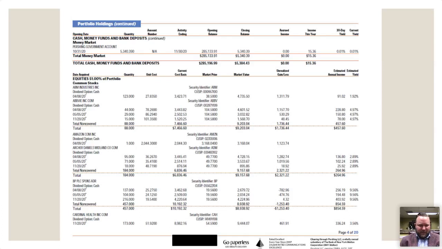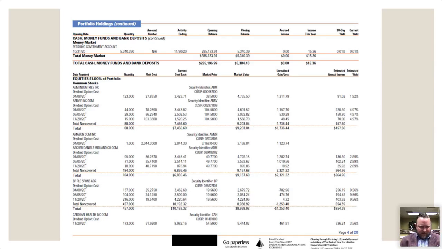Next, we have equities. And remember, according to the pie chart on the first page, 51% of the portfolio is in equities. What the term equities means is either stocks or ETFs. That's, for our purposes, what it will mean if you see the word equities. And then below, you'll see what types of equities. So we have common stocks listed first.